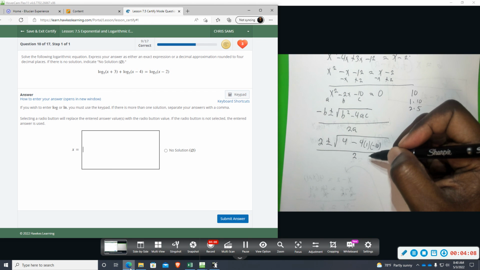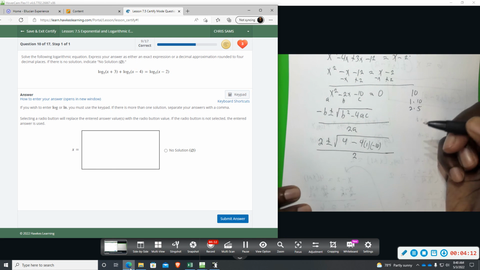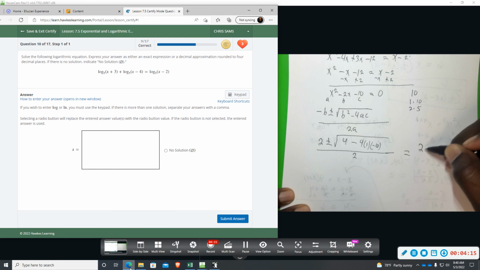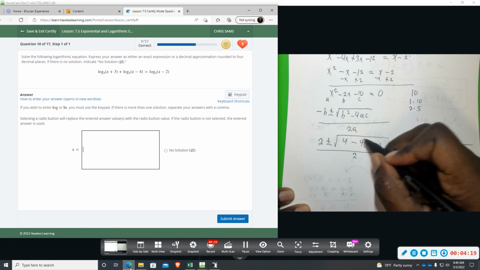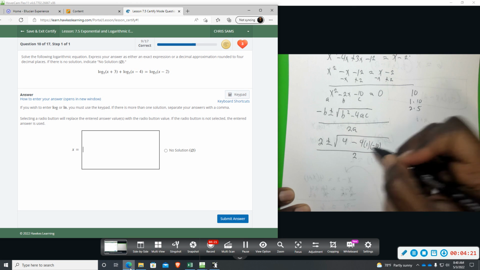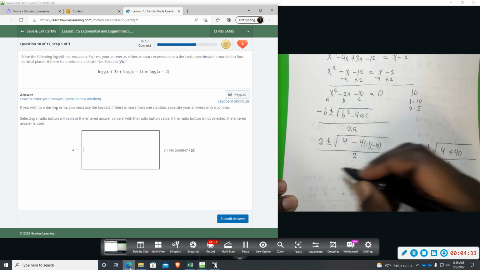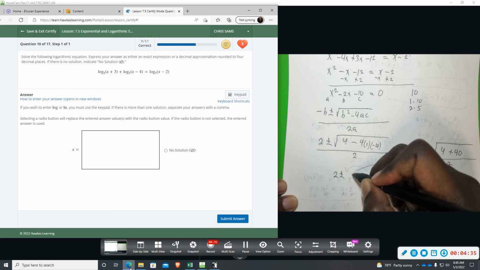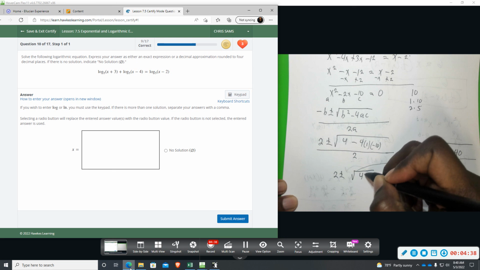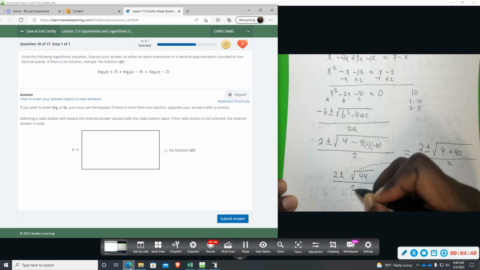At this point, we're going to simplify the inside of the root. So we have 2 plus or minus the square root of 4. Negative times a negative is a positive. 10 times 4 is 40, times 1 is still 40. So we got 40 here, divided by 2. I'm going to wrap around here, just keep going back and forth. 2 plus or minus the square root of 44 divided by 2.